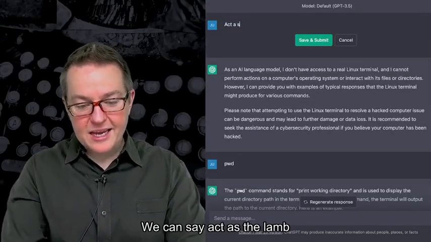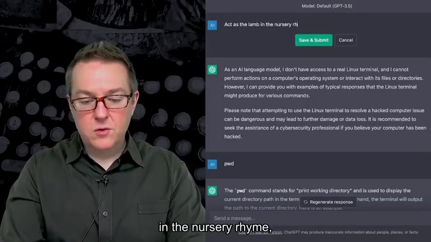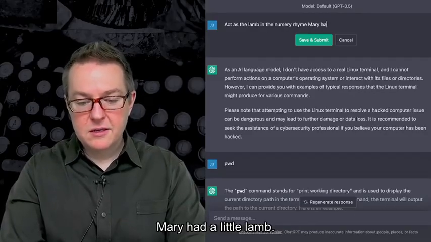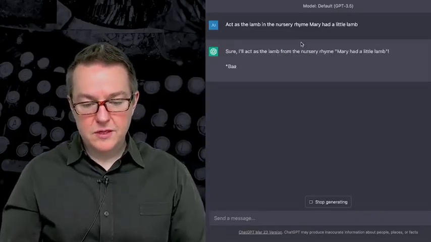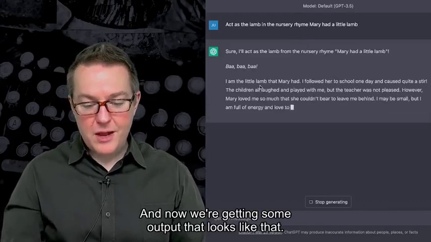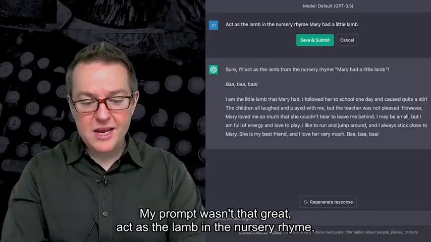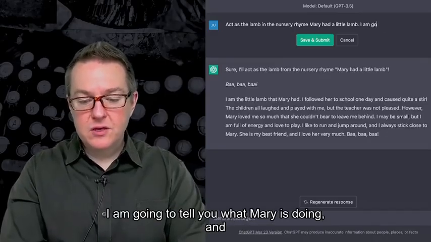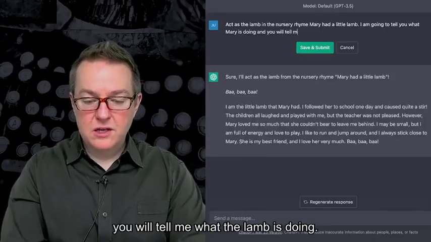We can say act as the lamb in the nursery rhyme, Mary had a little lamb. And now we're getting some output that looks like that. Actually, what I'm going to do is make this a little more specific. My prompt wasn't that great. Act as the lamb in the nursery rhyme, Mary had a little lamb. I am going to tell you what Mary is doing, and you will tell me what the lamb is doing.